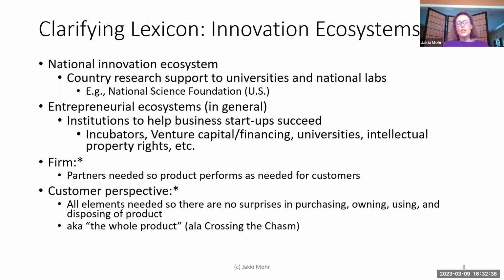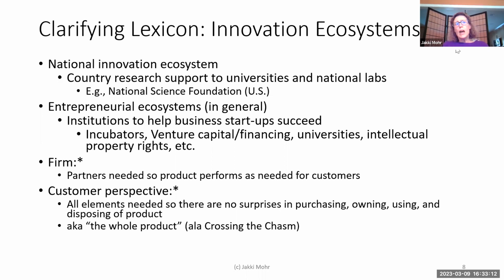Now, this term innovation ecosystem is used in a wide variety of ways. And before we do a deep dive, I just want to make sure to clarify some of the differences with other types of lexicon. A national innovation ecosystem is one that is supported at the country level by the government, and it funds universities and national labs to do basic research and development. So in the United States, this ecosystem would be considered something like the National Science Foundation.